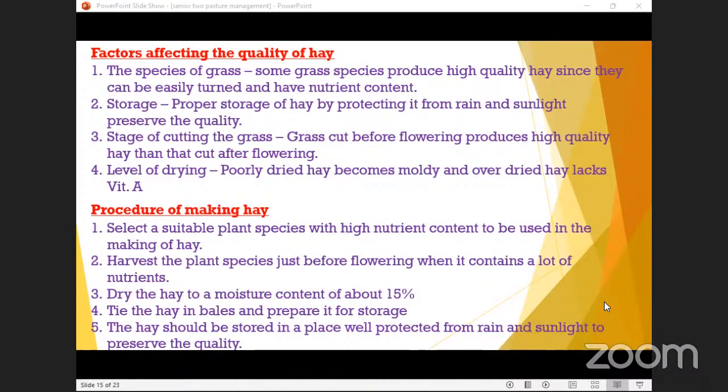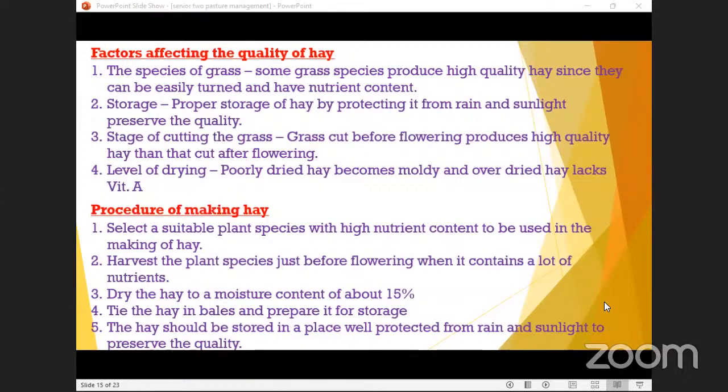How do we make hay? We make the dry grass to a moisture percentage not exceeding 15%. Select a suitable plant species with high nutrient content to be used in the making of hay. Go and select the best. We have described some of them, the elephant grass. We have discussed the Rhodes grass. Select the one which is nutritive, and even other legumes.